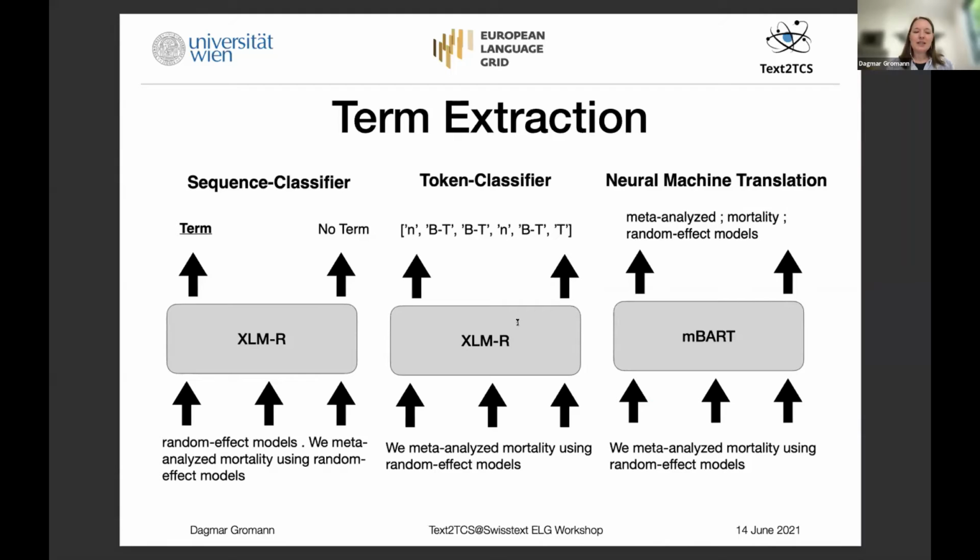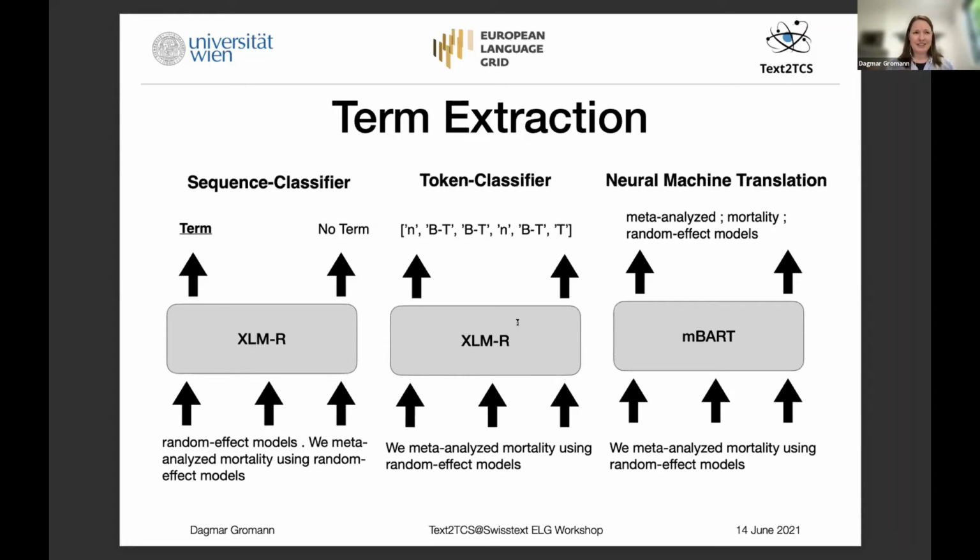The first idea was we simply give the model all possible combinations and lengths of sequences. So if we have the sentence, we meta-analyzed mortality using random effect models, we would have to test all combinations of words in all lengths. So we would have "we" and ask the model whether "we" is a term or not. Then we would give it "we meta-analyzed" and we would ask again, is it a term or not? "We meta-analyzed mortality" and so on until the whole sequence and all possible n-grams in a sequence have been tested. And always ask the model, is it a term or not? So it's really binary classification.